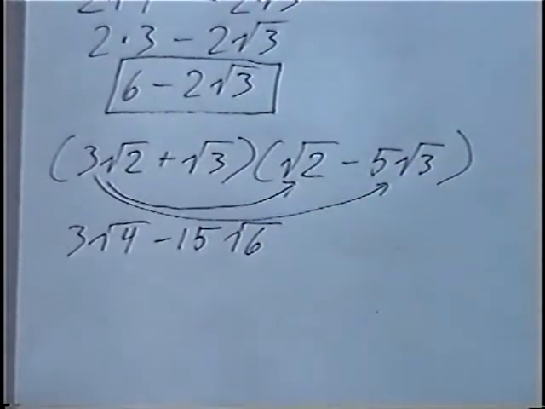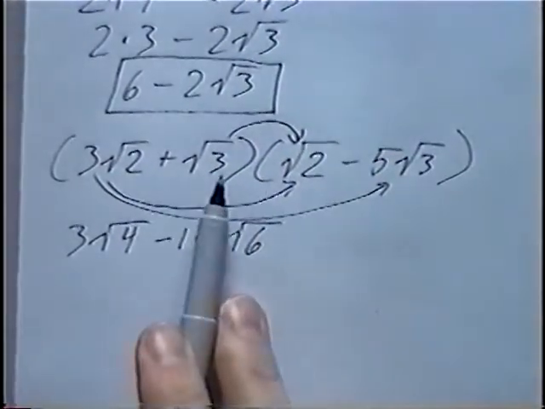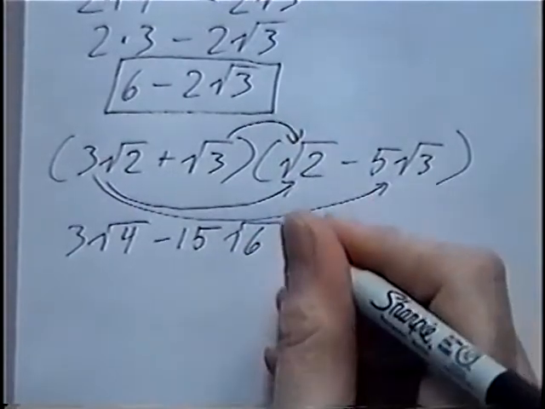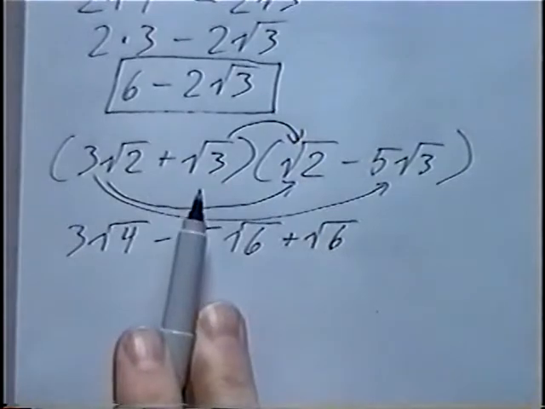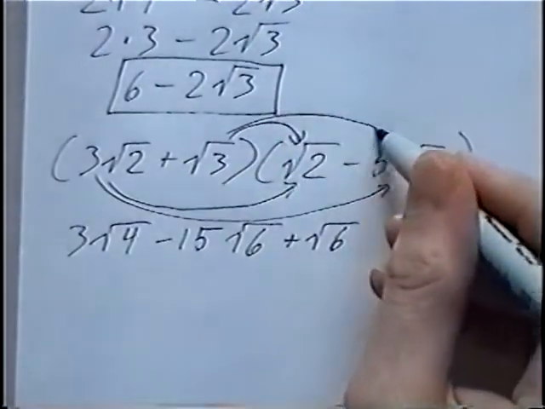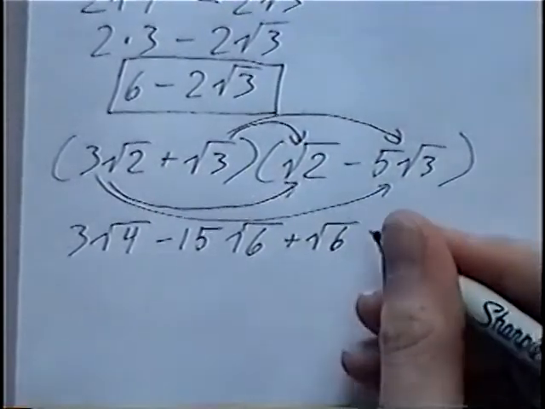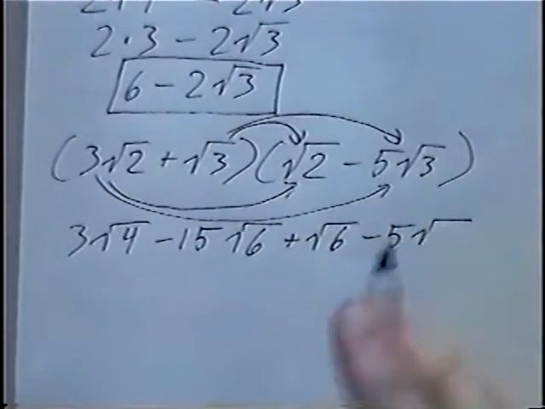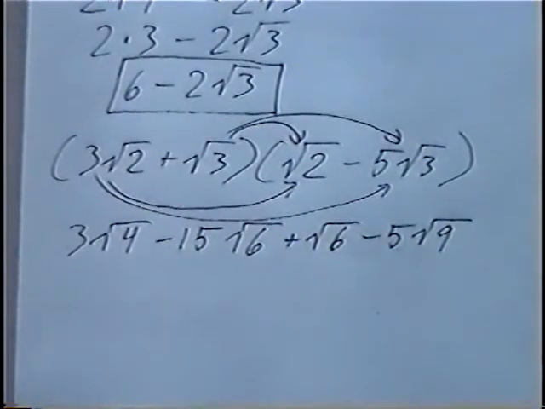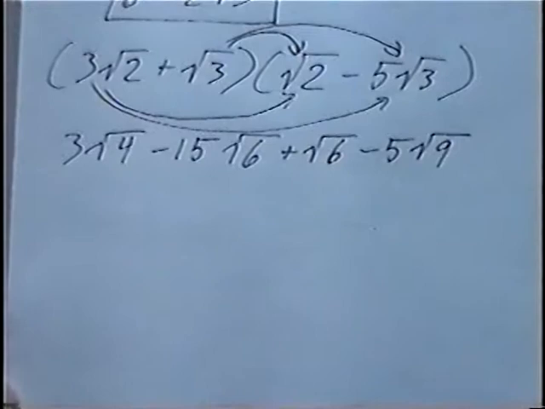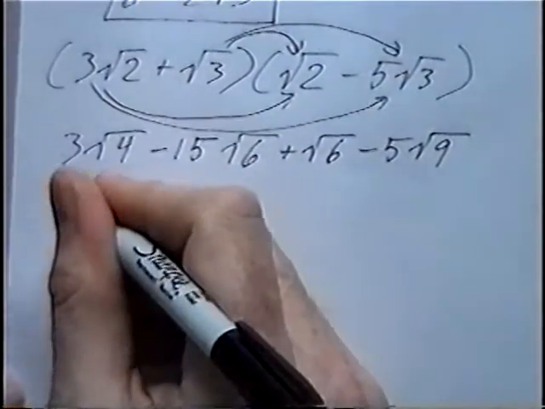Multiplying the inside term, radical 3 times radical 2. That would be positive radical 6. And multiplying the last terms, radical 3 times negative 5 radical 3. Negative 5 would stay the same. And radical 3 times radical 3 would be radical 9. Simplifying, radical 4 or square root of 4 would be 2.